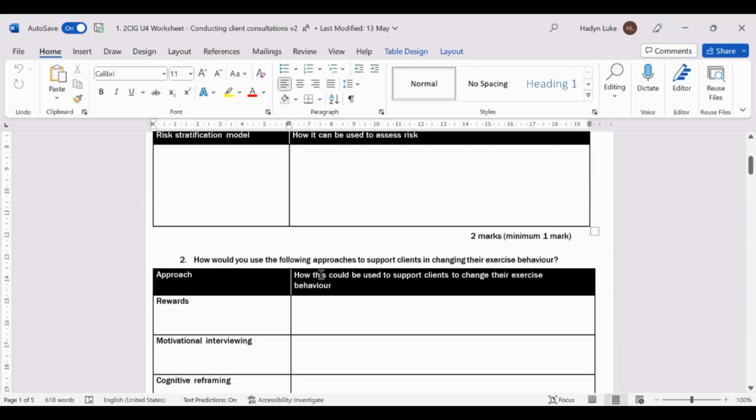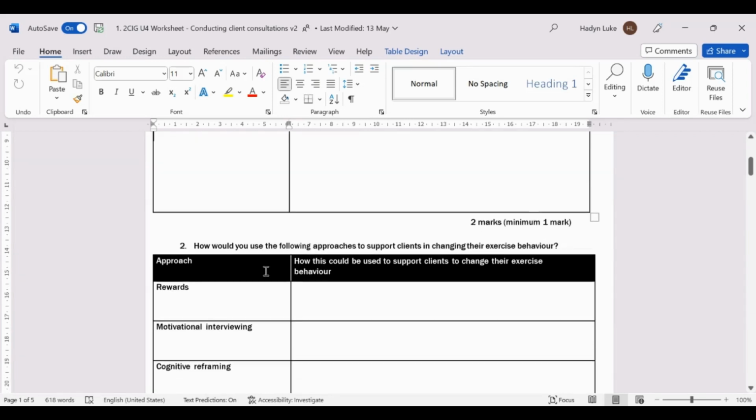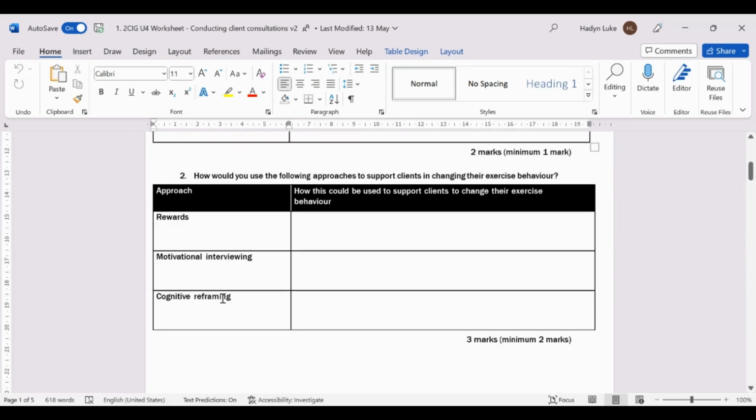As you go down to question 2, how would you use the following approaches to support clients: rewards, motivational interviewing, and cognitive reframing. So in particular with rewards, you don't want to contradict your overarching goal. So if someone's wanting to lose weight, you don't want to promote, if you lose half a stone, you can go uptown and have a curry and a meal out and things like that. So you'd be promoting negative behaviour rewards.